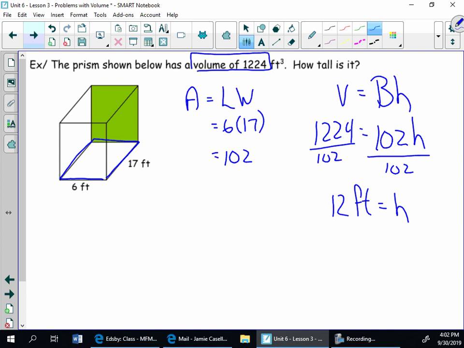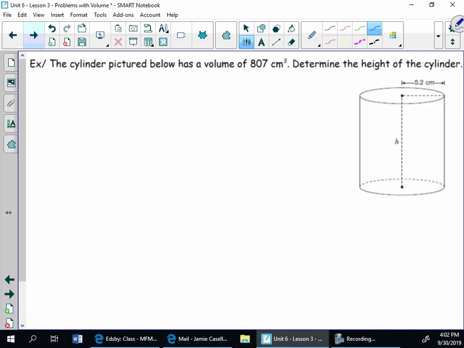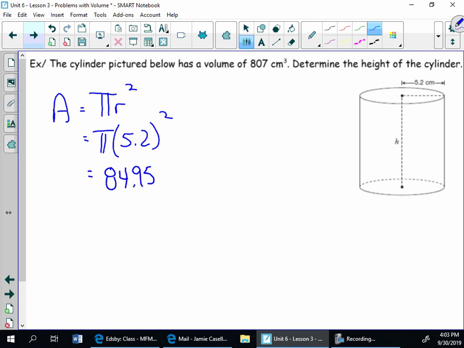I get you guys to try one. The cylinder pictured below has a volume of 807. Find the height. So let's treat it like any other question. Area of the base. Well, that's a circle, so pi r squared. My radius is 5.2. Typing into our calculator, we get 84.95. Hey, volume: base times height. No divide by 3 because there's definitely no point in this one. Our base is 84.95. Our height is h. Don't know it. But I know the volume, 807.